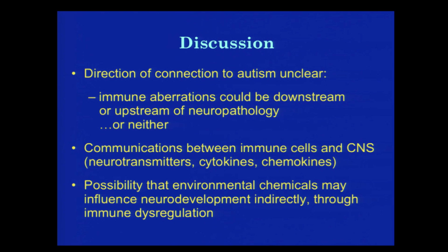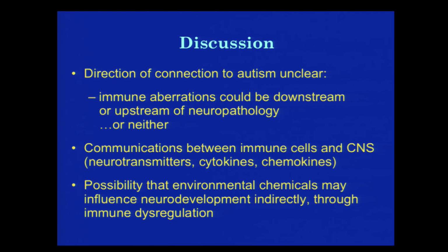And of course, we don't know whether this is upstream of the child's aberrant brain development, or is it the other way around? Is the child's brain development somehow influencing the maternal response, and the tolerance somehow has been broken here, it appears. But we do know that there's a lot of communication between immune cells and various cells in the CNS through neurotransmitters, cytokines, and chemokines, where the receptors of each of these are on the other system's cells. So the possibility is out there that environmental chemicals might influence neurodevelopment generally, autism specifically, through this immune dysregulation, a kind of indirect effect.